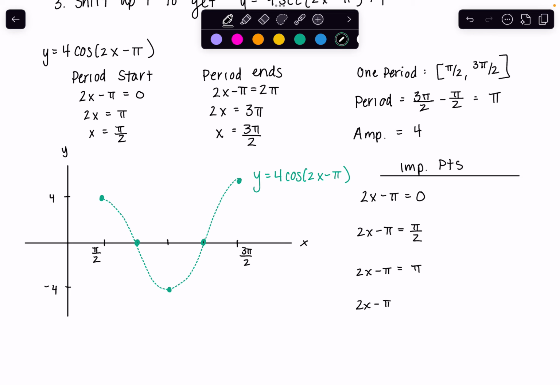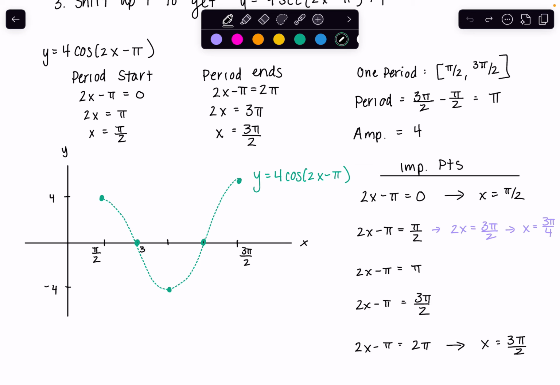And really, we just haven't solved for the 3 in the middle. These ones we already have done. This is where the period starts. This is where the period ends. Okay. Getting the ones in between, if you go ahead and add pi, that gives you 2x. Pi plus pi over 2 is 3 pi over 2. Dividing by 2 gives you 3 pi over 4. So this next key number here is going to occur at 3 pi over 4.